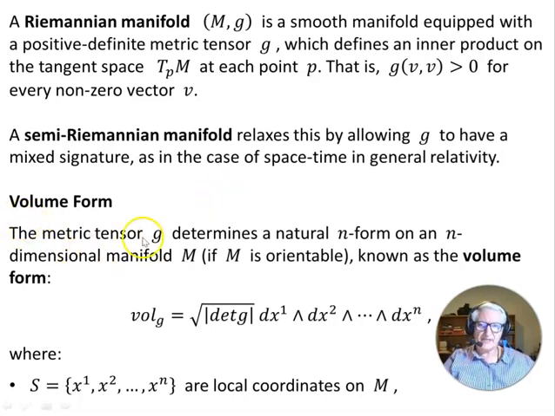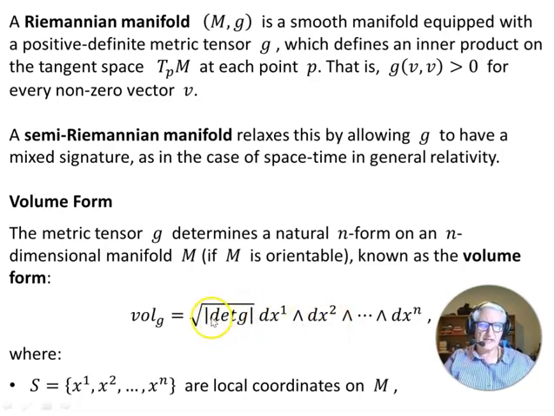All right, so the volume form. The metric tensor g determines a natural n-form on an n-dimensional manifold M, if M is orientable, known as the volume form. For a Riemannian or semi-Riemannian manifold, the volume form under the metric g has to be written with g because it will depend very much on the metric. It is the square root of the absolute value of the determinant of the metric, multiplied by the wedge product of the basis 1-forms up to the degree of the manifold. In this case, an n-dimensional manifold, so there are n basis 1-forms wedged together.